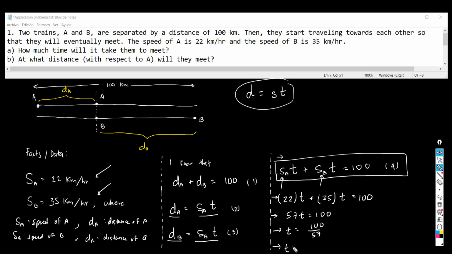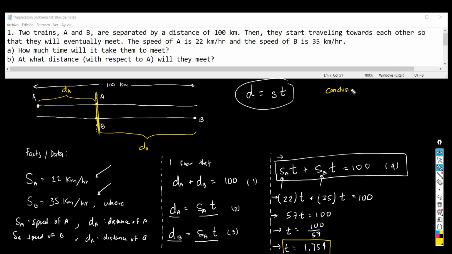And that's about it. If we want to get the decimal representation of that, this is going to be equal to 1.754 approximately. And this is my solution, guys. This is the time it's going to take both trains to reach this precise point in which they meet one another. So that's right. What is my conclusion?